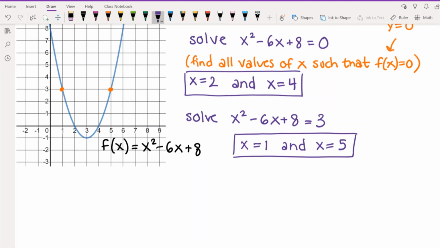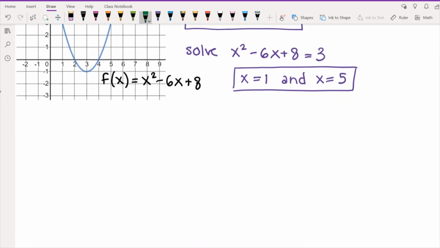And again, how could you check that answer? Well, and I would really encourage you to do this just to demonstrate it to yourself. If you plug in x is equal to 1 into this equation, you should get 3. And the same thing should happen if you plug in 5. Okay, so that's how it works for solving an equation, right? Anytime you're solving an equation, you're trying to find the values of x that give you the y value that you're looking for. And so we'll see that solving inequalities is basically the same exact idea.